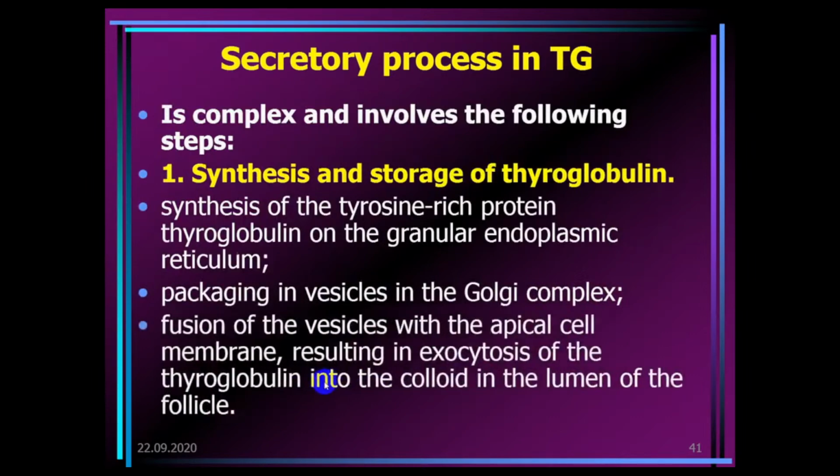There is a very interesting secretory cycle in thyrocytes. It involves the following steps. First, synthesis and storage of thyroglobulin. This protein is synthesized on the base of a tyrosine-rich protein, which is produced in the granular endoplasmic reticulum. Then it is packaged in vesicles in the Golgi complex, fused with the apical cell membrane, and as a result of exocytosis goes to the lumen of the follicle and forms the colloid.